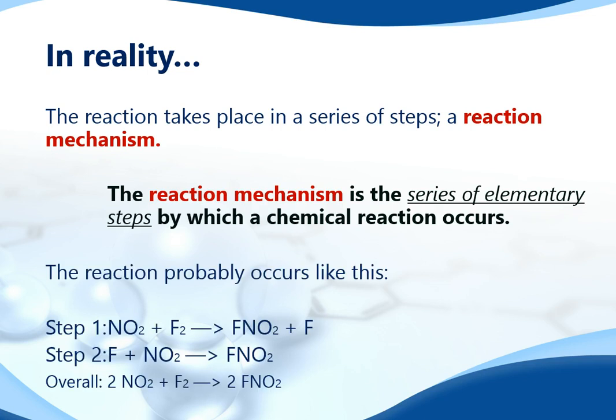The reaction probably occurs like this. Step 1 is NO2 plus F2 makes FNO2 plus F. Then step 2: this new F product from step 1 reacts with NO2 to make FNO2. You'll notice that if you take the 2 steps and add them together via Hess's law, the way that we learned not too long ago, you'll get the same overall equation as the one that we presented originally.